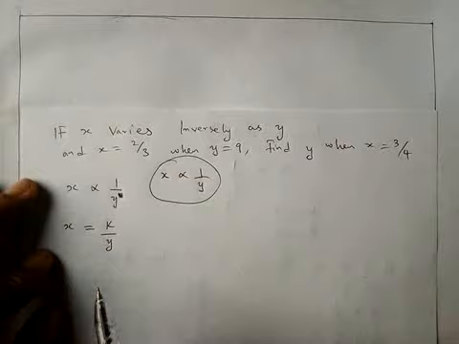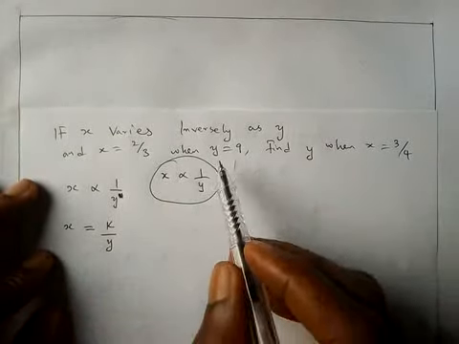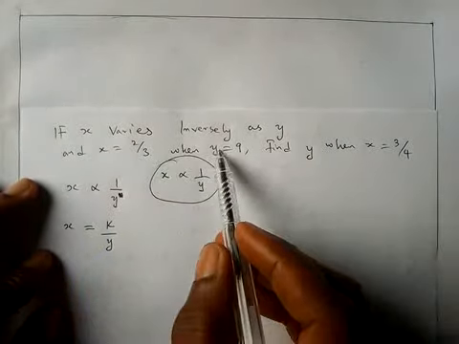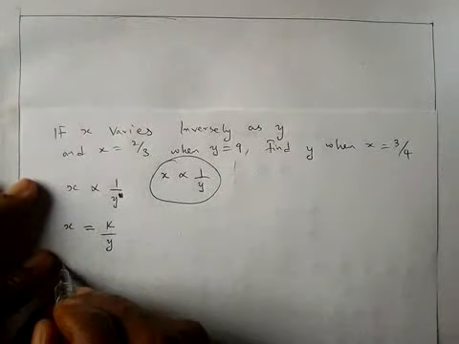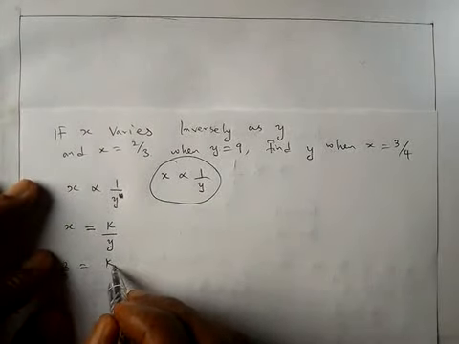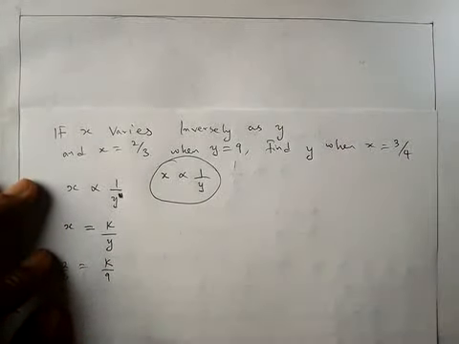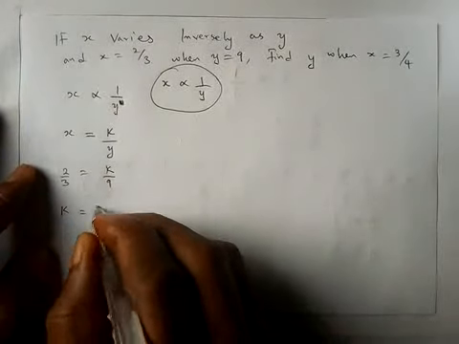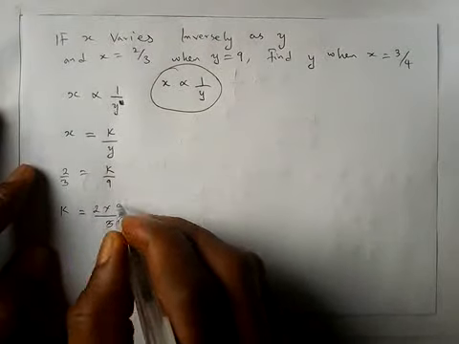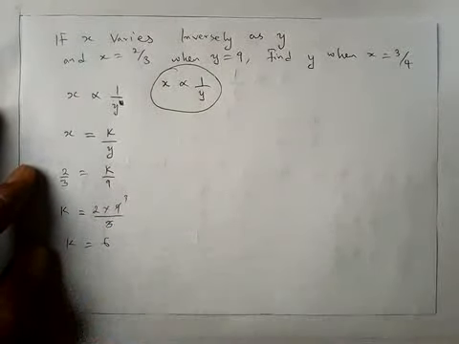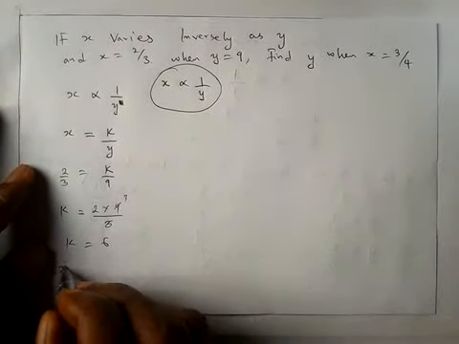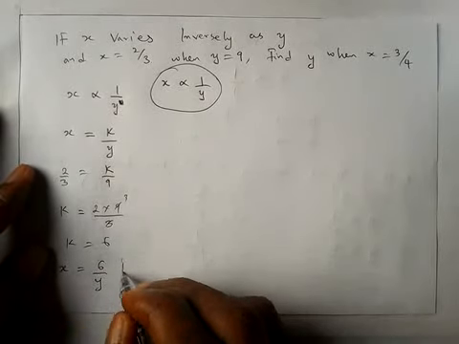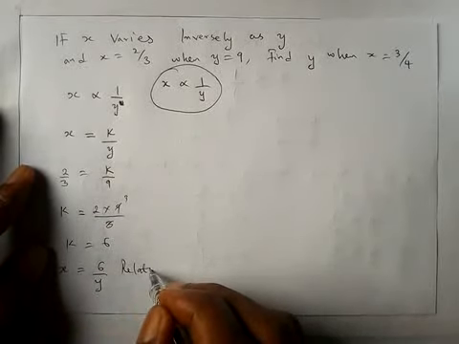Now when s is 2 over 3, y is 9. So let's substitute. When s is 2 over 3, y is 9. So cross multiply. You'll be seeing that k is 2 times 9 over 3. So k is 6. So it therefore means s is equal to 6 over y is our relationship.